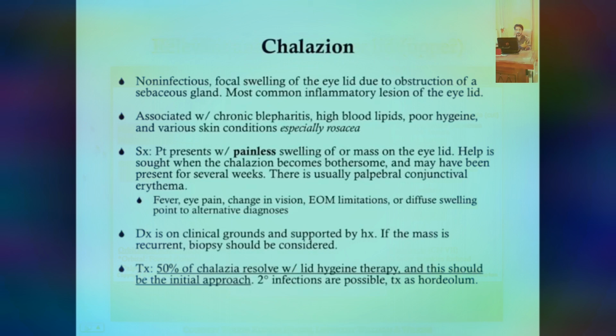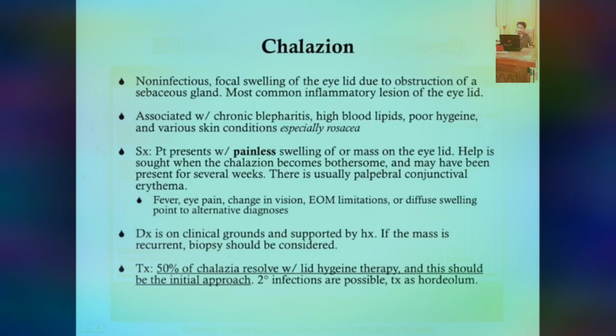Okay, so a chalazion is a non-infectious focal swelling of the eyelid, and it's due to obstruction of a sebaceous gland. So that can be either the Zeis gland or the meibomian gland. This is the most common inflammatory lesion of the eyelid, and it's associated with various diseases. So chronic blepharitis, high blood lipids, probably due to the fact that it gives you more cholesterol, more lipids that can then be excreted. Poor hygiene, and then various skin conditions, especially rosacea, but also acne and some other skin conditions.